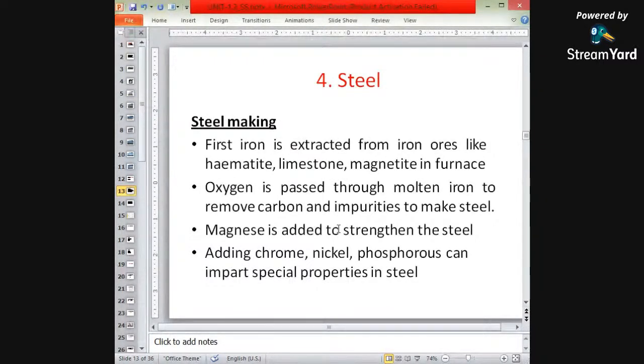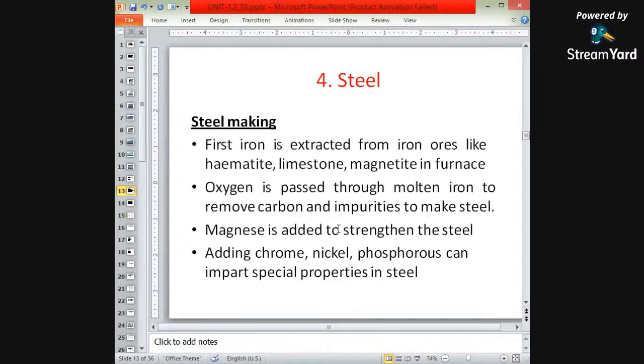Again, the third point is that manganese is added to strengthen the steel, in order to increase the strength of steel. So manganese is added in the steel. Okay? So manganese plays an important role in increasing the strength of steel. So this manganese is added in order to increase the strength of the steel.